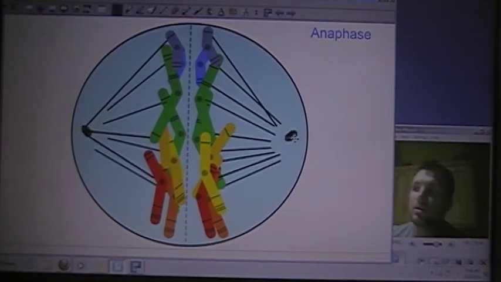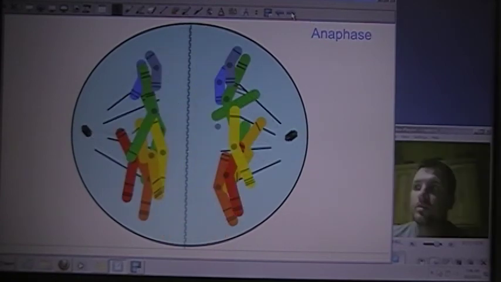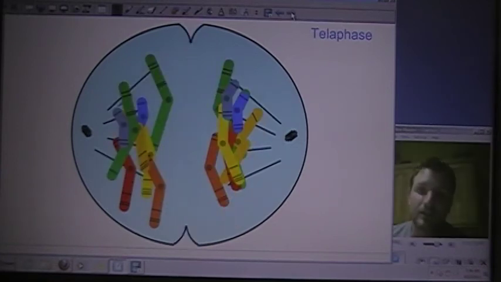In doing so, we'll start to see at the top here kind of a breaking in the cell, as I'm locating. And that causes the cell to start splitting. Notice that once we see that, we are now in the final stage, which is called telophase.